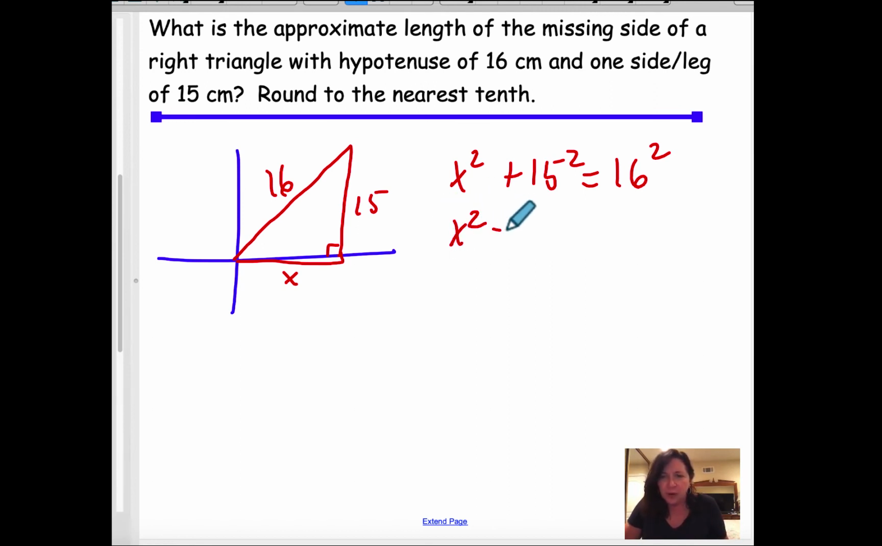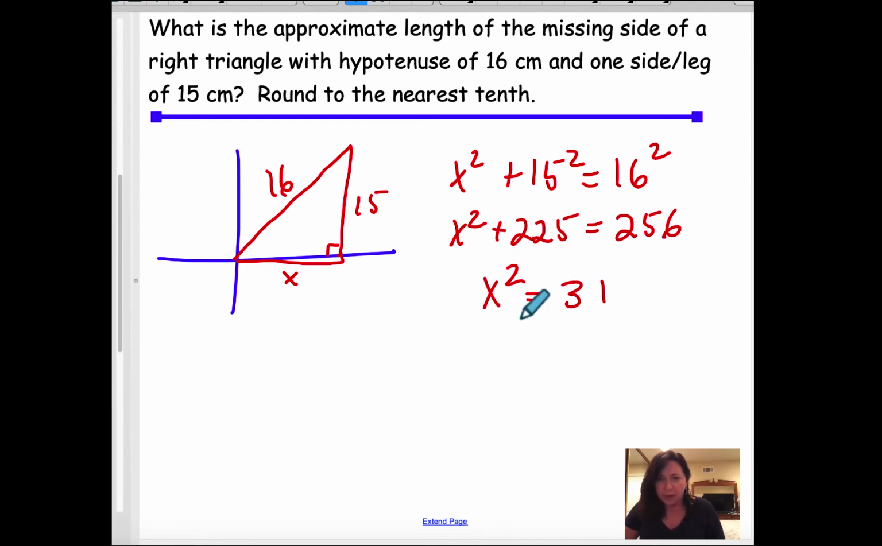So we've got x squared plus 15 times 15 is 225. 16 times 16 is 256. So we're going to go 256, subtract 225. What's that? 31. I've got x squared equals 31. So x is equal to the square root of 31. Oh, I got to round to the nearest tenth. Now I need my calculator, for sure. So 31, calculator, second, okay, whoops. Figure out how to use your calculator with the root for sure.